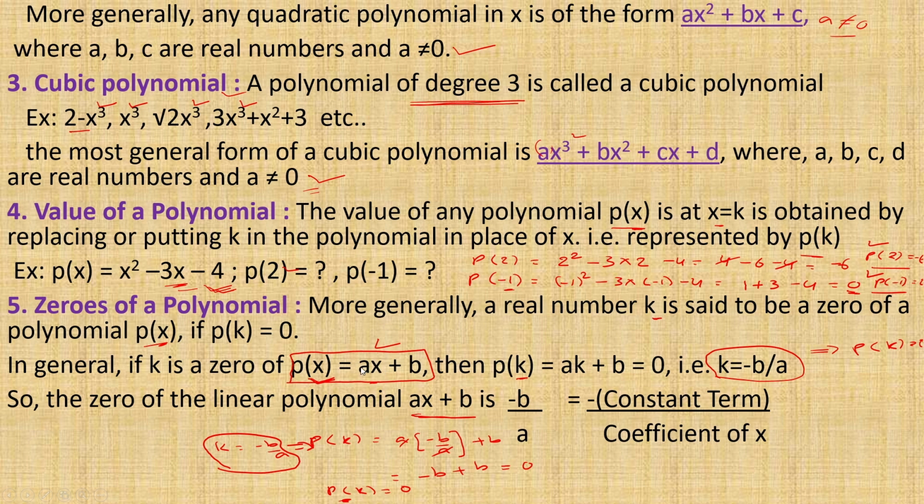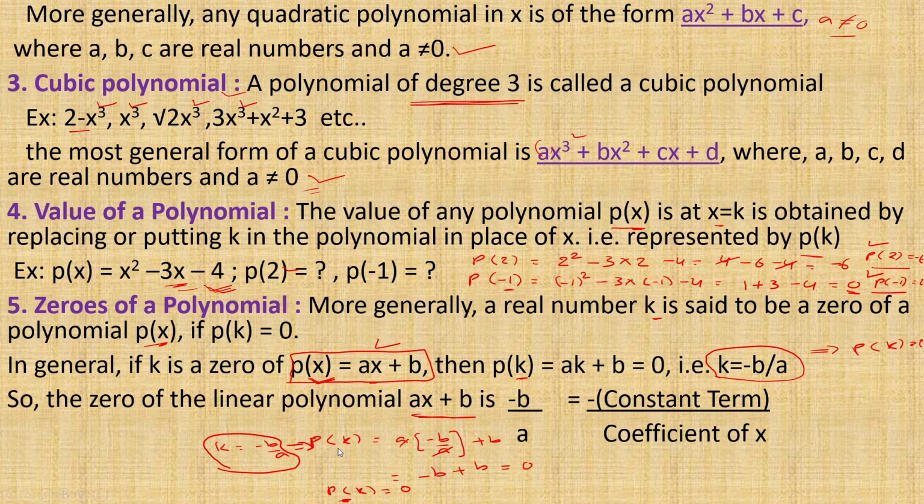For the general form of a linear polynomial p(x) = ax + b, if we calculate the zero of this, this is the procedure. I am substituting k in place of x. So p(k) = ak + b, and by equating it to 0, I got k = -b/a. So if you substitute -b/a for x, this expression becomes 0.